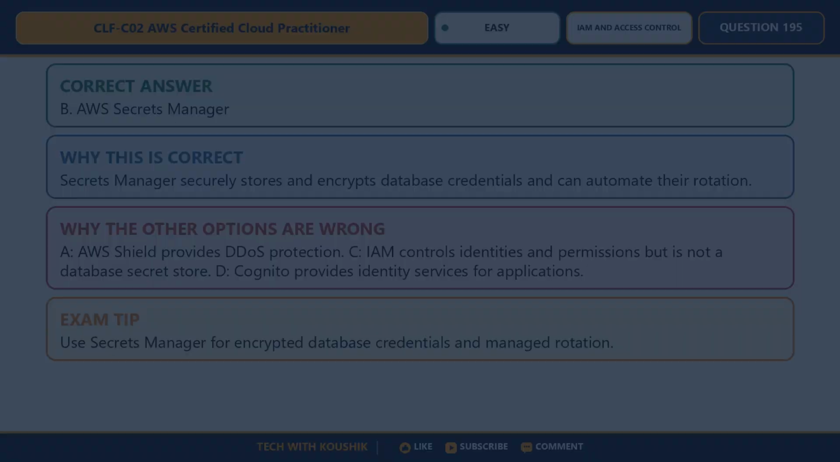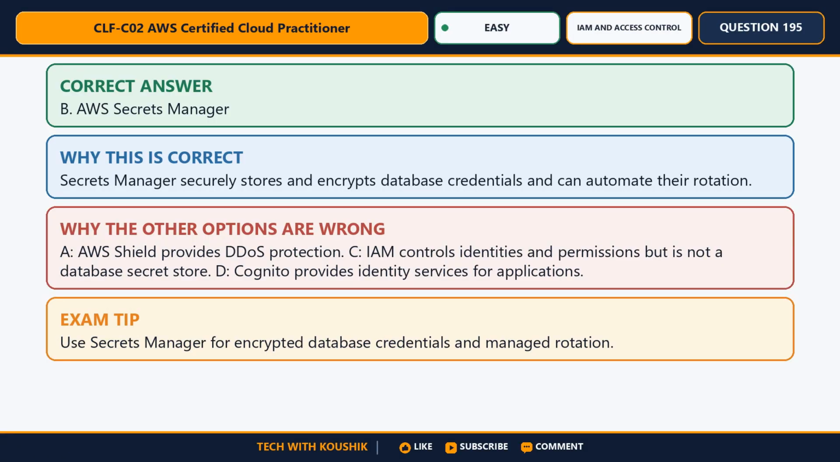The correct answer is B, AWS Secrets Manager. Here is why. Secrets Manager securely stores and encrypts database credentials and can automate their rotation. Why are the other options not correct?